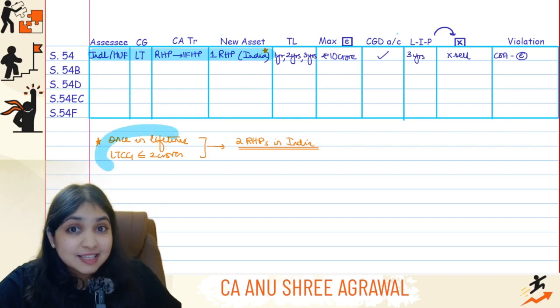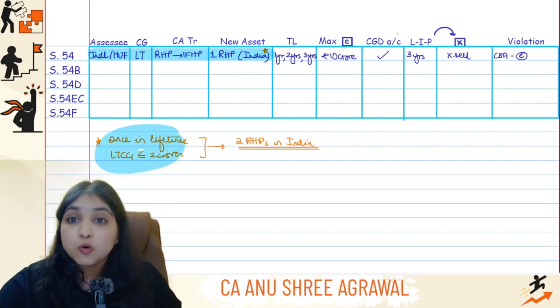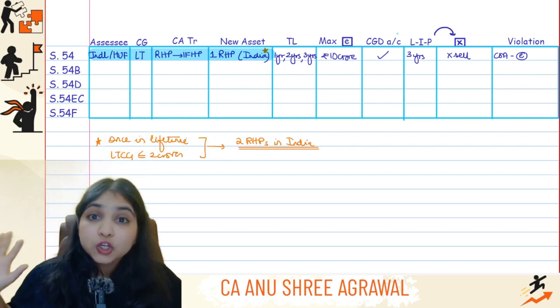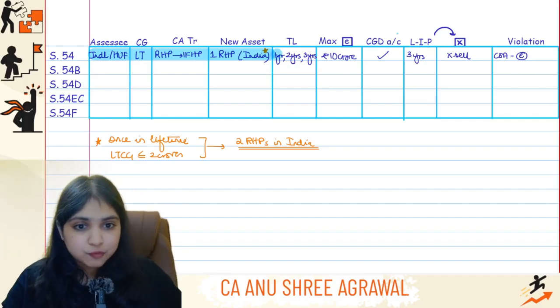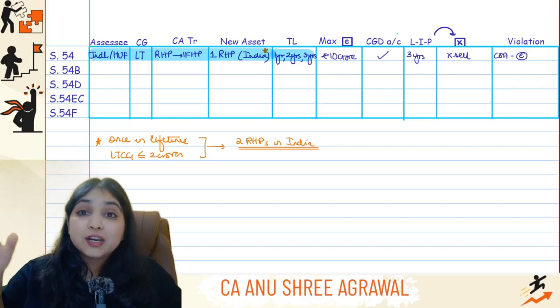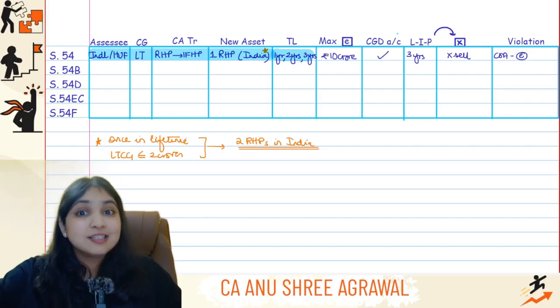However, once in the lifetime, if LTCG is not more than 2 crores, then we can take exemption for 2 houses also. Then what's the time limit? If you're buying the new house, we must buy 1 year before transfer or 2 years after transfer. If you're constructing the new house, we must complete the construction within 2 years from the date of transfer. Are you noticing all the time limits are from the date of transfer?